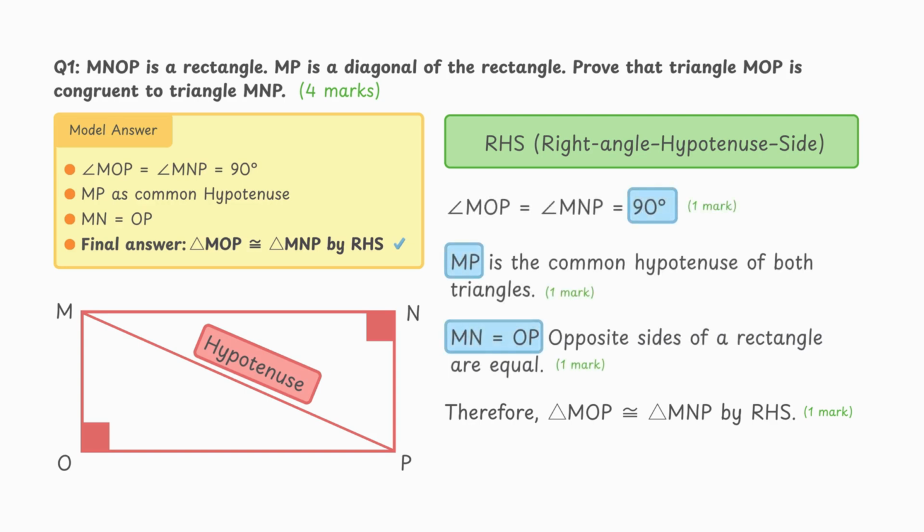Now take a moment to reflect. We used properties of rectangles, identified equal angles, found a common hypotenuse, and matched one pair of sides. This is a classic congruence proof using RHS. So always look for right angles first, then check the hypotenuse and one more matching side. That completes the proof.